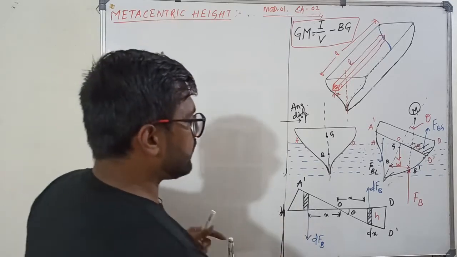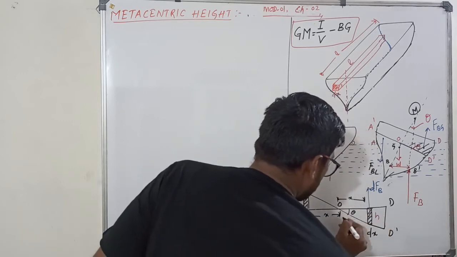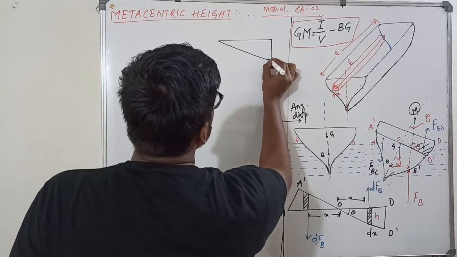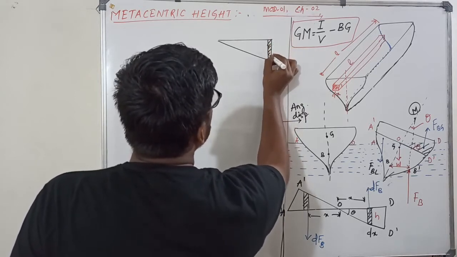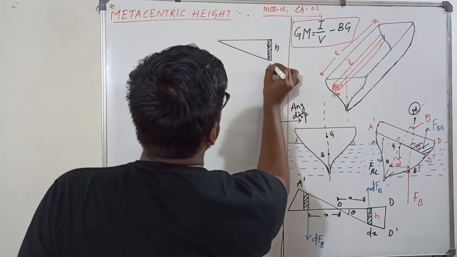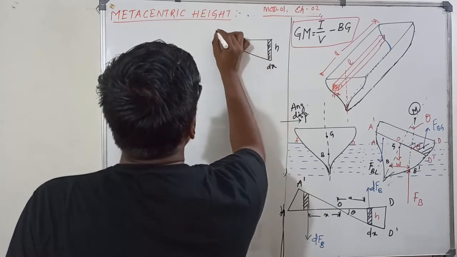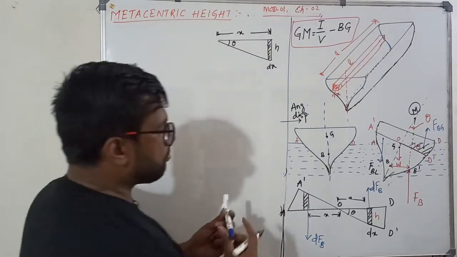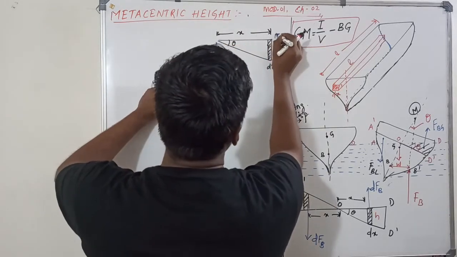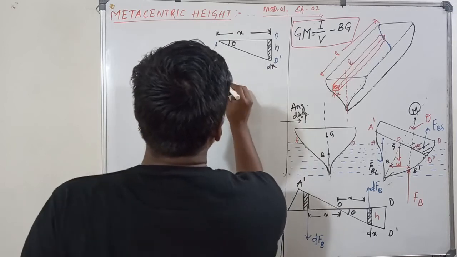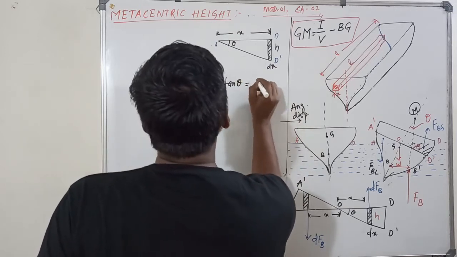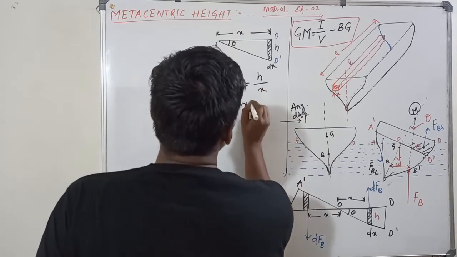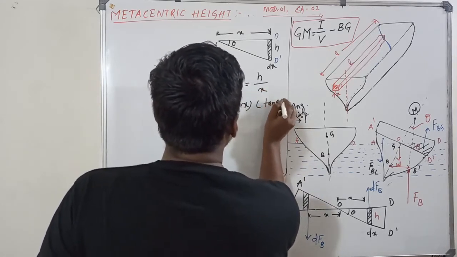Now let me draw this triangle here because we want to find the value of h. This is your dx, this angle is theta, and this value is x. Taking the triangle O, d, d dash, take tan theta. What is tan theta? h upon x. So h equals x multiplied by tan theta.